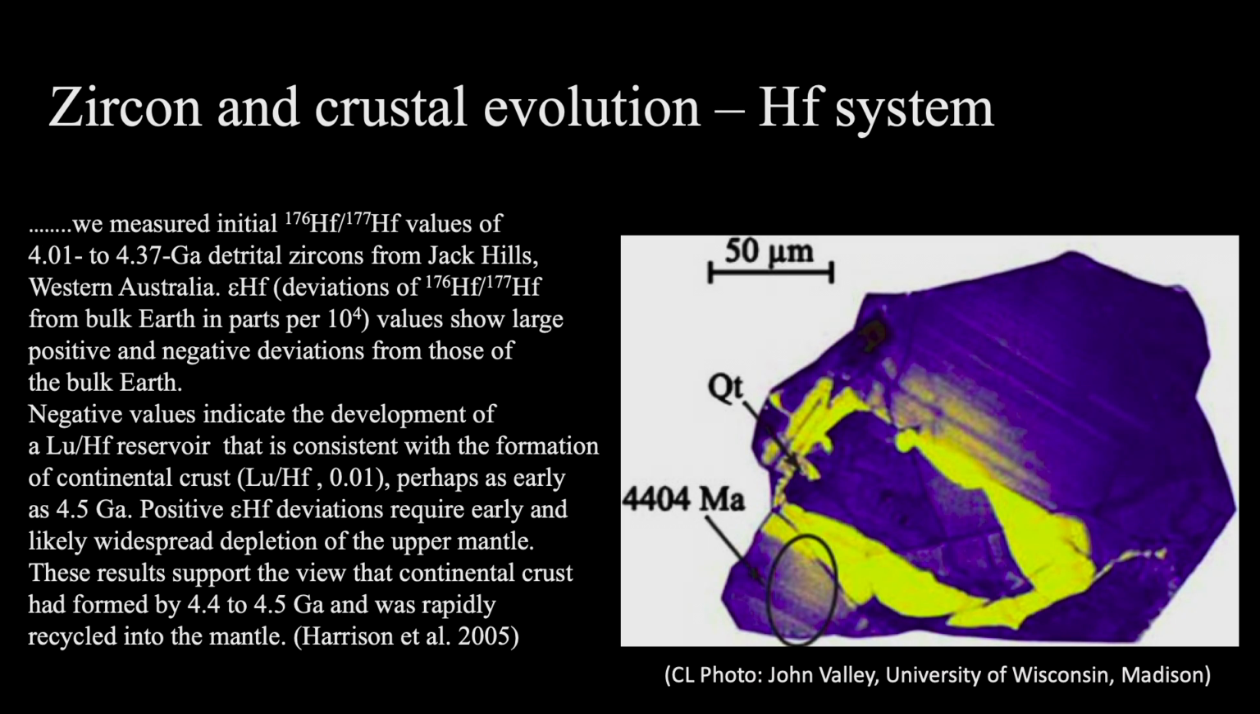And now I will show you some investigations showing these different interpretations. On the right, we have a cathodoluminescence picture of a Jack Hills zircon. A small part is dated at 4.4 billion years. And we also have a very small pocket of felsic material here. The publication was done by Harrison et al. 2005, and they measured hafnium isotopes within Jack Hills zircons, and they got two different populations. One with positive values and the second one with negative values.